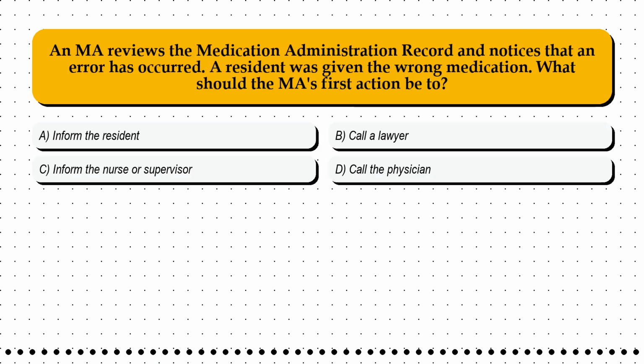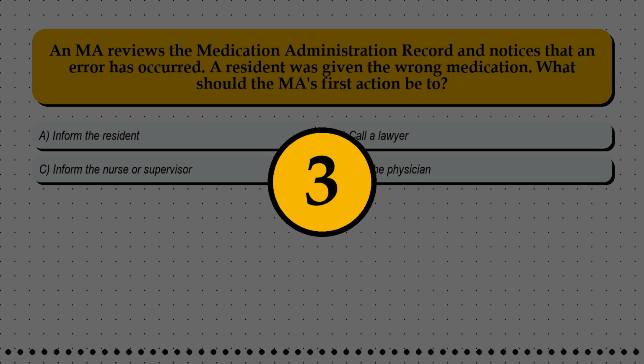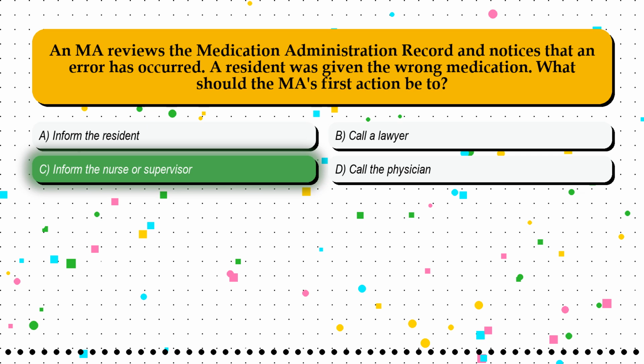Question 32. An MA reviews the medication administration record and notices that an error has occurred. A resident was given the wrong medication. What should the MA's first action be? Option A, inform the resident. Option B, call a lawyer. Option C, inform the nurse or supervisor. Option D, call the physician. The correct answer is option C, inform the nurse or supervisor.